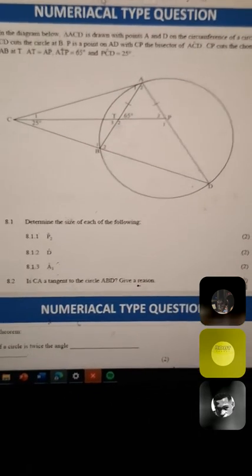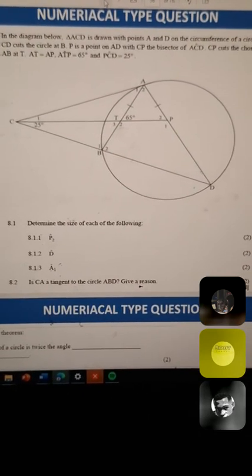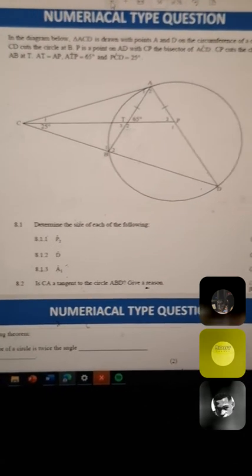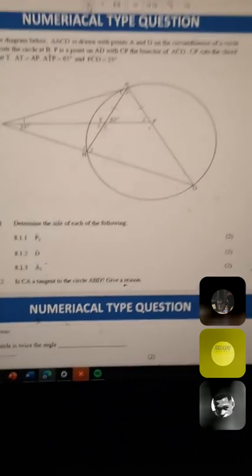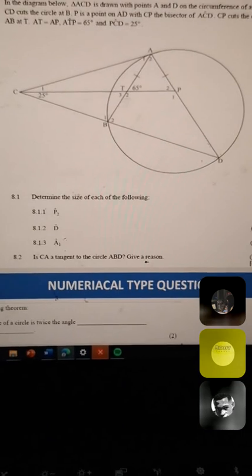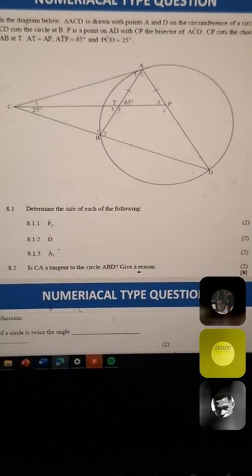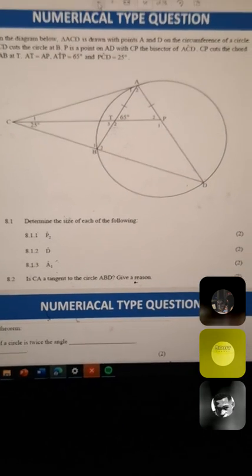And I think there's another alternative reason you can use besides the converse of the tan-chord theorem. If you look at the document for excitable reasons, there's the converse of the tan-chord theorem, and then there's another one as well that you can check out for proving tangents.